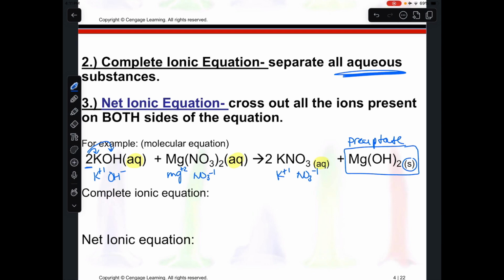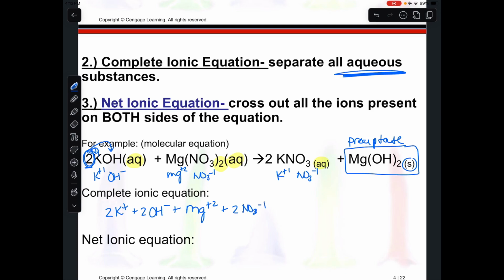So what you're going to do is keep them separate, but you need to take into account this coefficient. So this becomes 2 K plus and 2 OH minus. Ions, of course, not just K, it's K+, and not just OH, OH-. So that 2 goes to both when it's a coefficient. Now, Mg is a +2 here. There's no coefficient, so we don't have to worry about that. But when we have a subscript, which you can see the 2 here, that also gets brought up. So it becomes 2 NO3 minus.